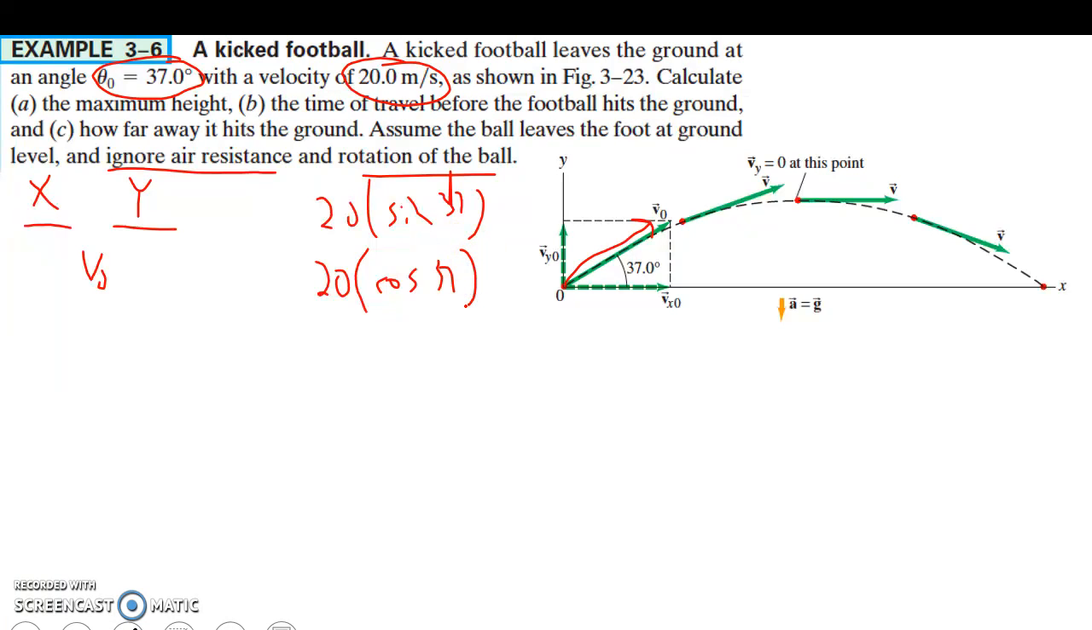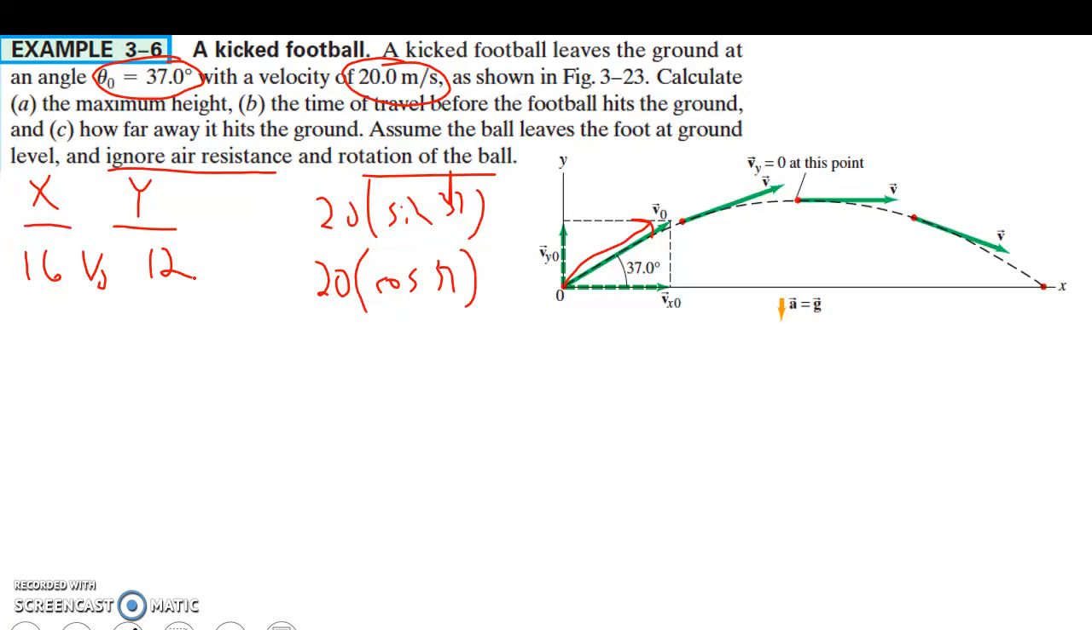I do these calculations really fast, and in the x I get 16 meters per second, and in the y I get 12 meters per second. Don't you like when numbers work out like that? So I have 16 and 12. It's a nice 3, 4, 5 triangle.